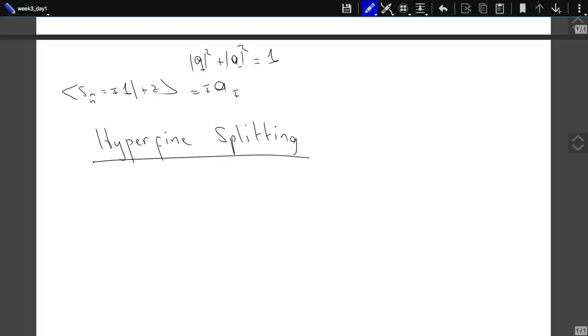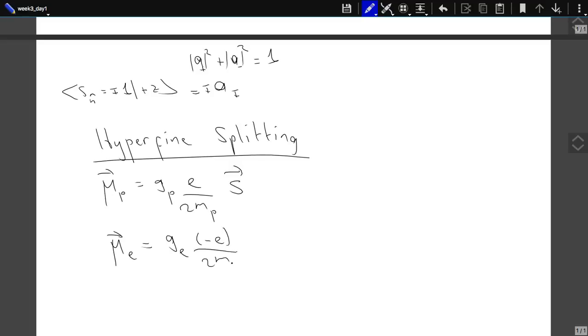But the proton also has a magnetic dipole moment. And just like any magnetic dipole, the proton creates a magnetic field not only due to its motion, but also due to its spin. And the magnetic dipole moment of the proton is the gyromagnetic ratio of the proton times the charge of the proton, which is just e, divided by twice the mass of the proton, in the spin direction. And we had already seen that for the electron, the gyromagnetic ratio is very close to 2, the charge of the electron is minus e, divided by 2 times the mass of the electron, in the spin of the electron.